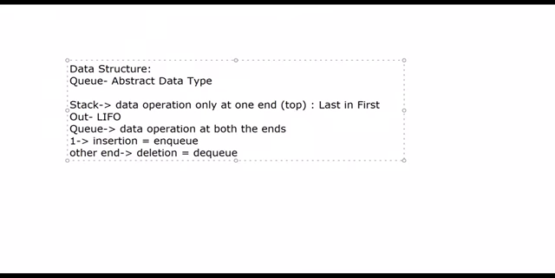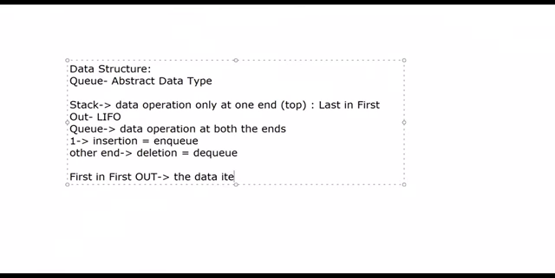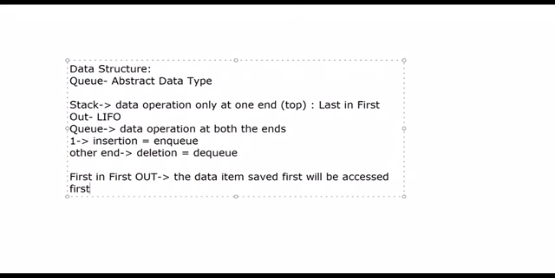Another point to note is that for stacks, we have last in first out, whereas for a queue it is first in first out. What we mean by this is the data item saved first will be accessed first. Let's try to understand this by using a real world application.